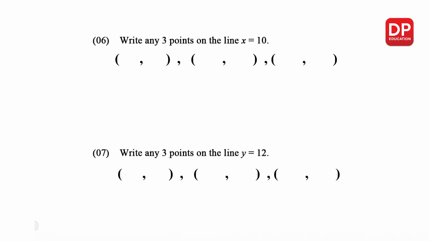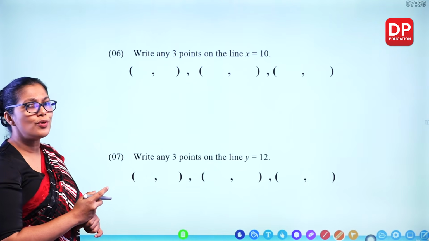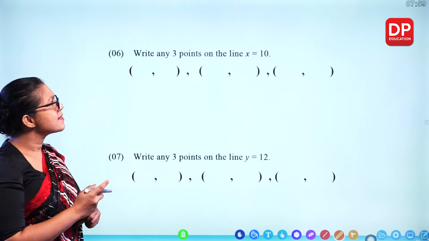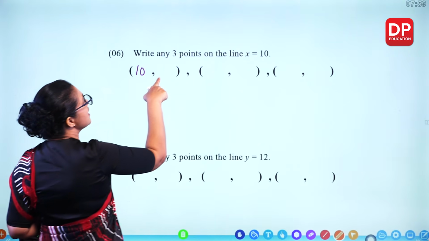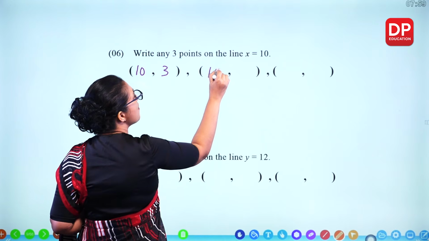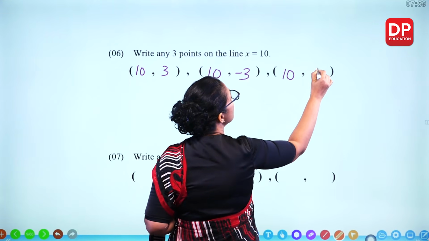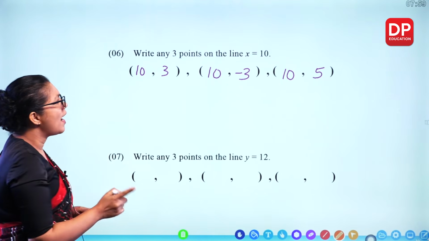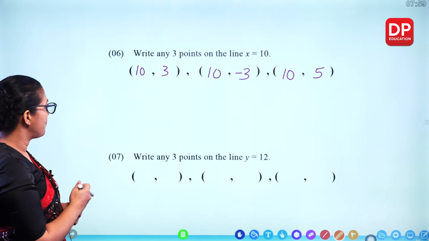Write any 3 points on the line x equals 10. X equals 10 is a vertical line, it passes through the x coordinate 10. So that means you always get 10 for x. Y can be any number. 10, minus 3. 10, 5. Any number for y, but x should be equal to 10.